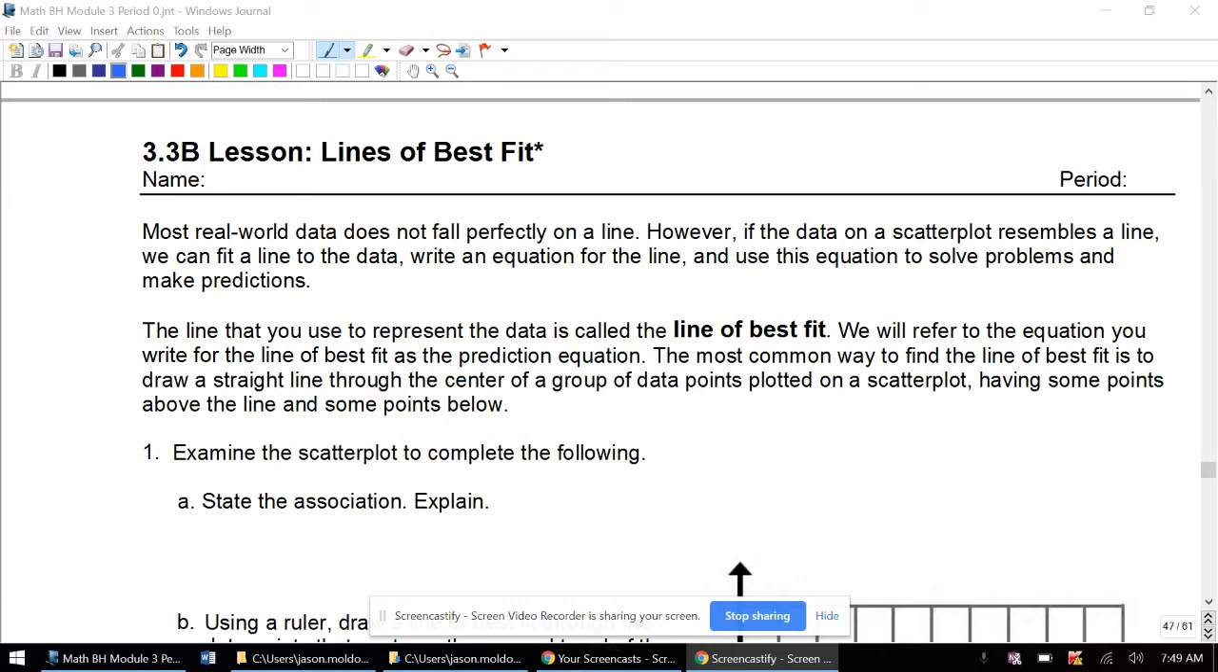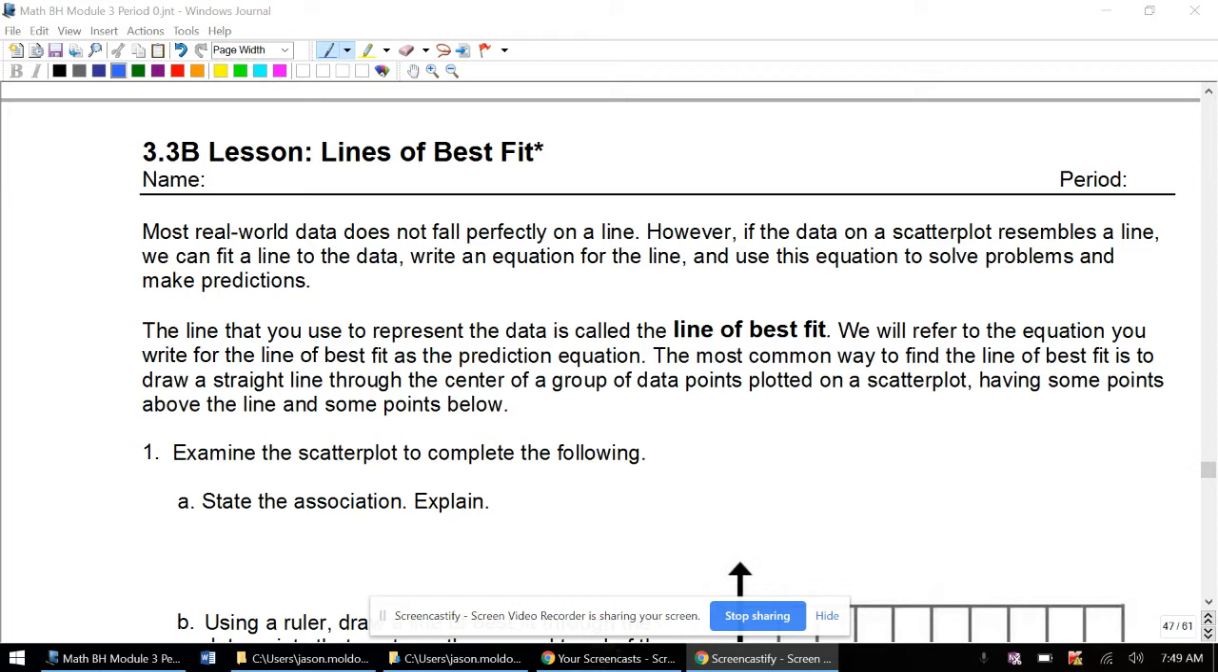Most real-world data does not fall perfectly on a line. However, if the data on a scatter plot resembles a line, we can fit a line to the data, write an equation for the line like we did in the beginning of Module 3, and use the equation to solve problems and make predictions. The line that you use to represent the data is called the line of best fit. We will refer to the equation you write for the line of best fit as the prediction equation.